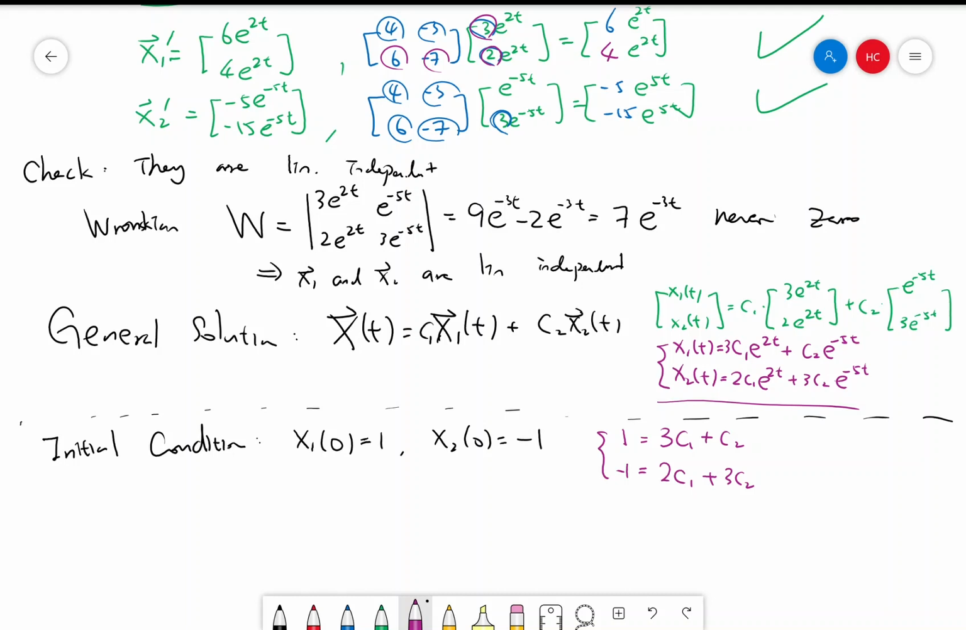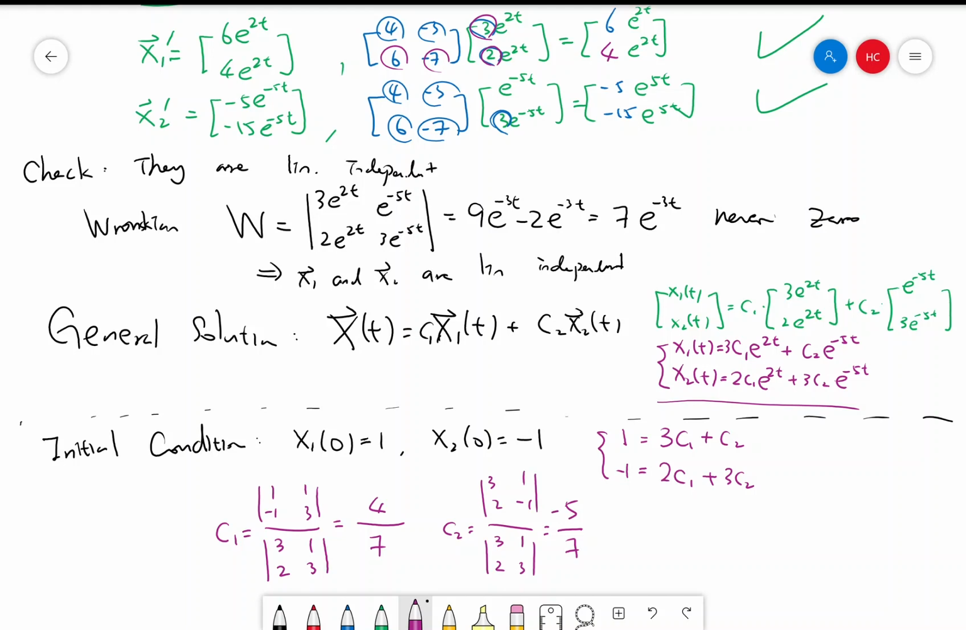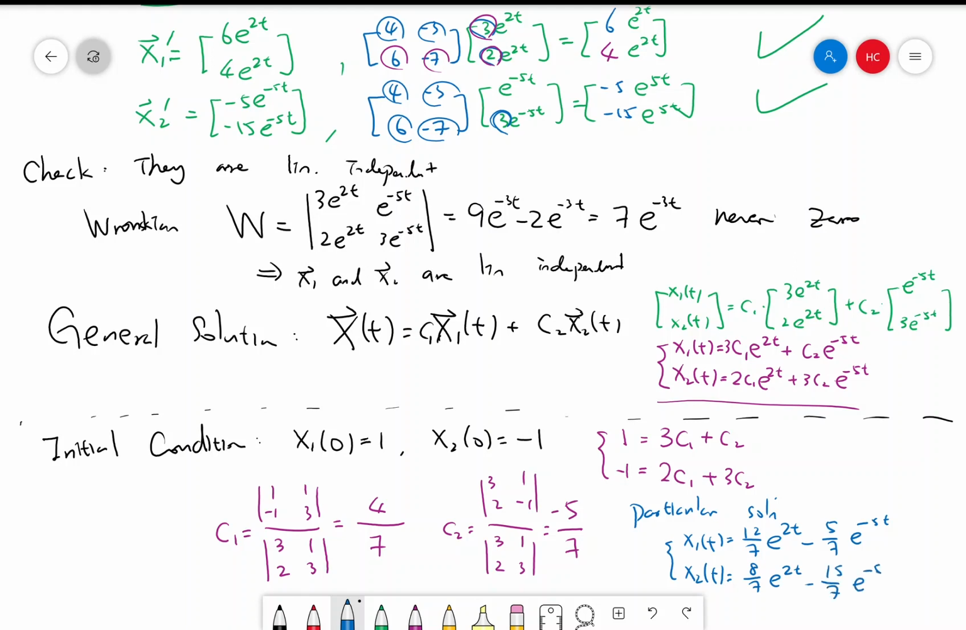I'm going to quickly use Cramer's rule to calculate this. So c1 is, the denominator is 3, 1, 2, 3. Numerator is 1, negative 1, 1, 3. It's equal to 4 here, and 9 minus 2, 7. Okay, and c2 is the same denominator, but a different numerator: 3, 1, 2, negative 1, so the denominator is still 7. Numerator is negative 5. Okay, so this is c1 and c2. So the particular solution is x1 equals 3c1, that's 12 over 7 e to the 2t, minus 5 over 7 e to the negative 5t, and x2 is 2c1, that's 8 over 7 e to the 2t, plus 3c2, so that's 15 over 7 e to the negative 5t. All right.